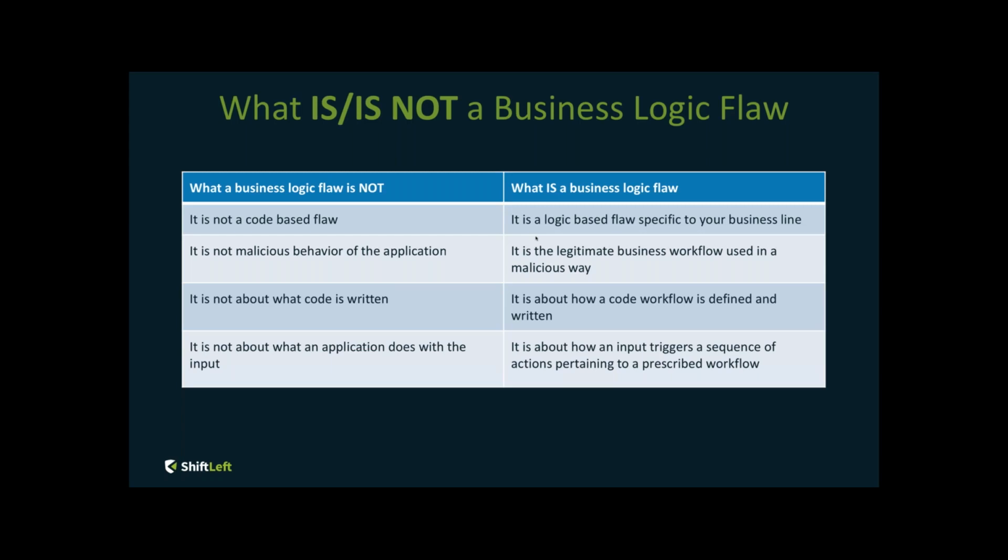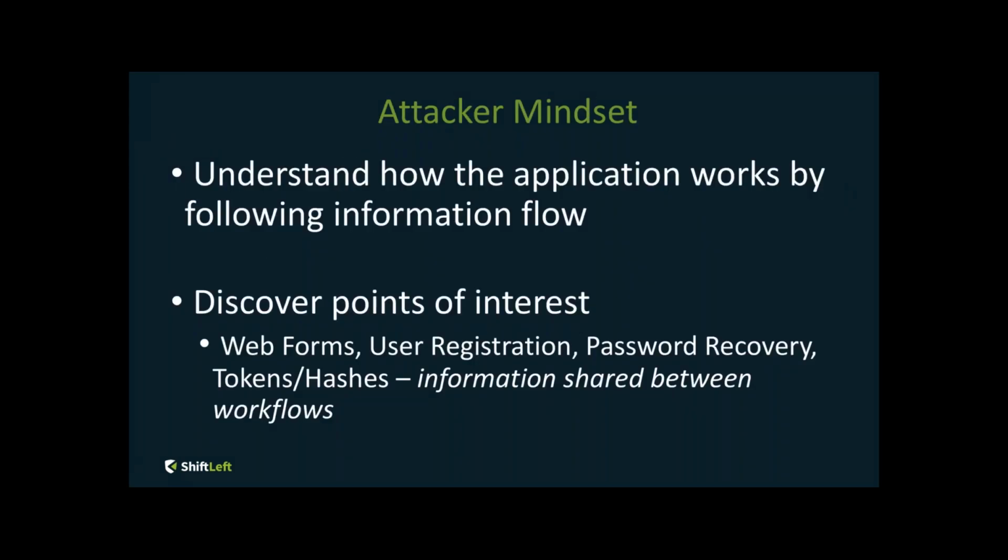And a business logic flaw is about how a code workflow is defined and written. And finally, it's about how an input triggers a sequence of actions in your business workflow, which is prescribed by your architecture. As we mentioned before, the most important thing when you're looking for an application logic flaw is to understand how the application works. To do so, it is essential to know the application's flow in its entirety.